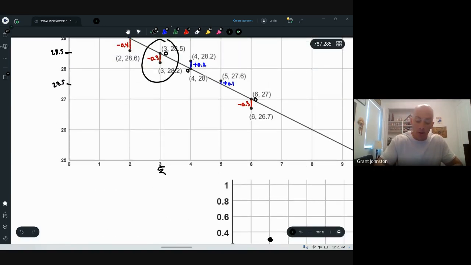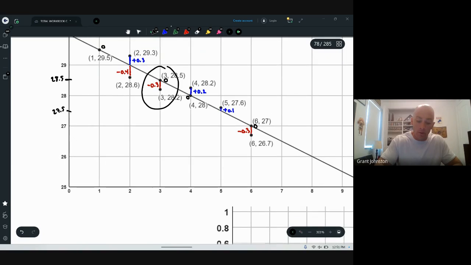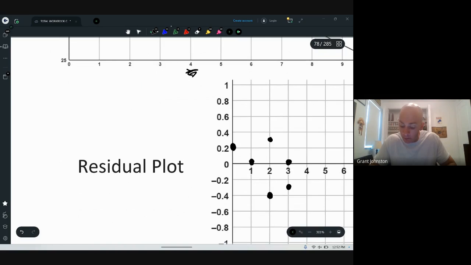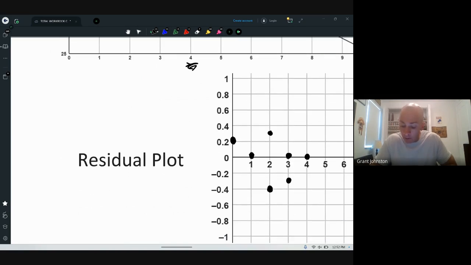At 4, again, there were 2 residuals. We had one that was on the line showing a residual of 0, and we had one that's a little bit above the line, 0.2 above the line, so a residual of positive 0.2. So at 4, we have a residual of 0 and a residual of positive 0.2.